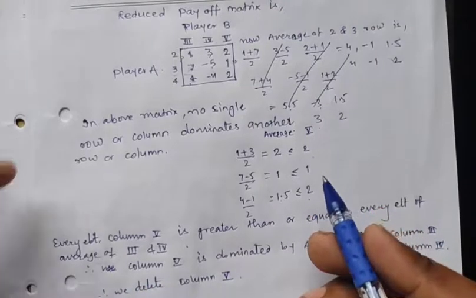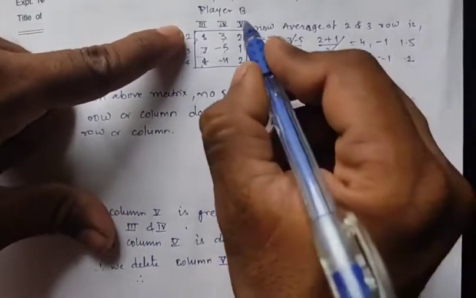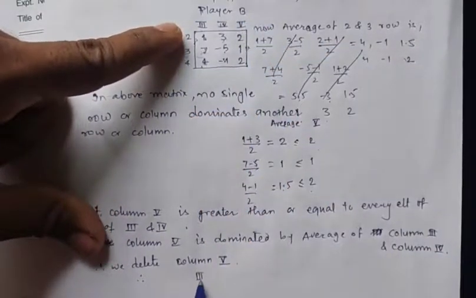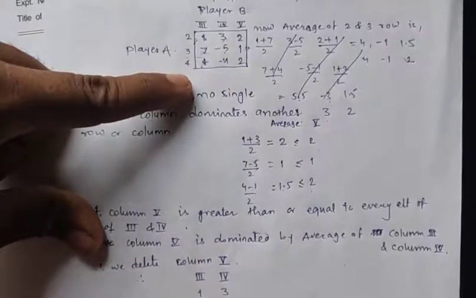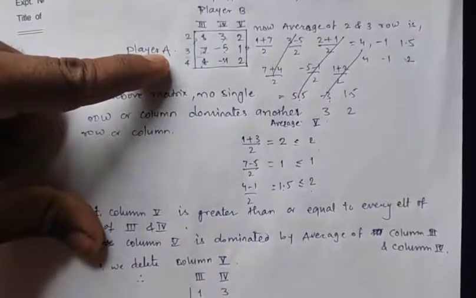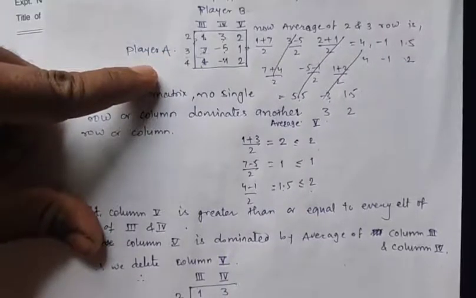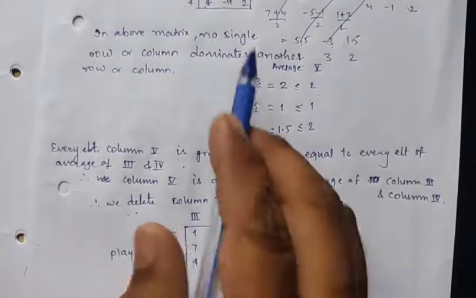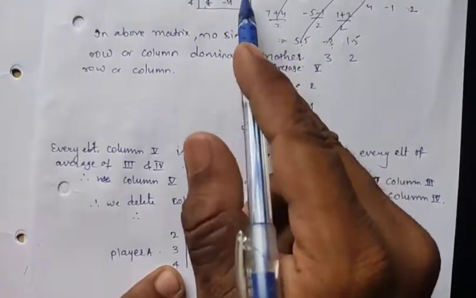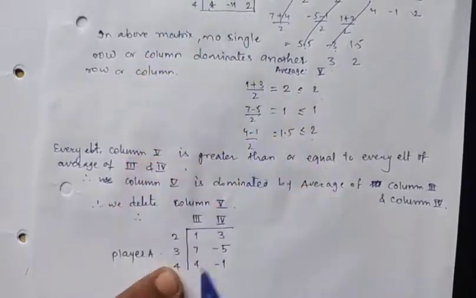Therefore the reduced payoff matrix becomes, so here we delete column 5, therefore columns 3 and 4. So we get 1, 3, 7, minus 5, and last we get 4, minus 1. So this is 2, 3, 4, which is player A. Now again we perform. Here we have deleted the fifth column, therefore we get the remaining third and fourth column and second, third and fourth row.